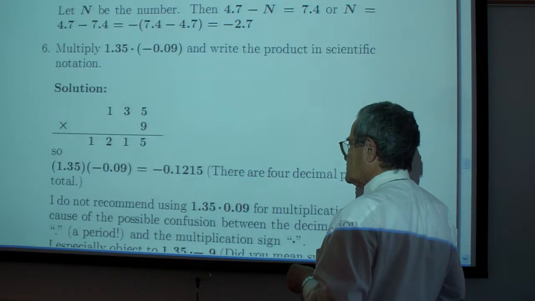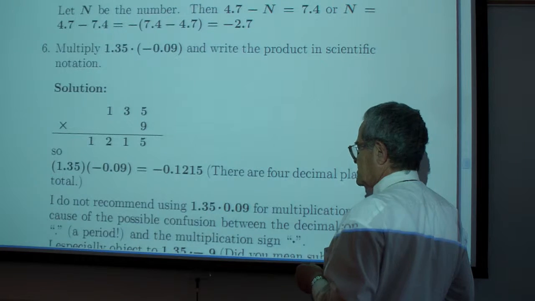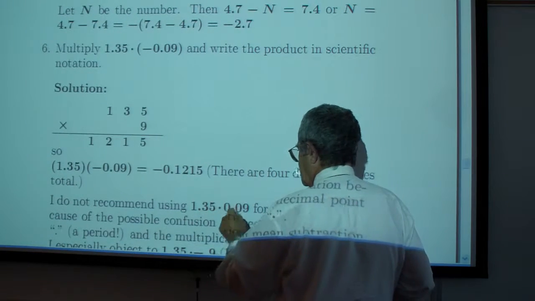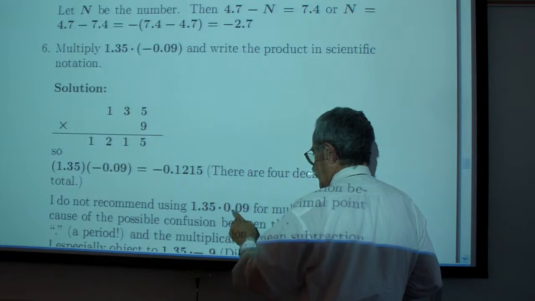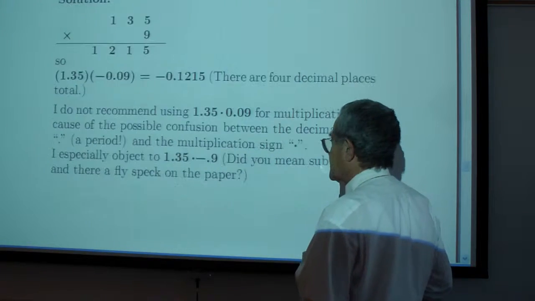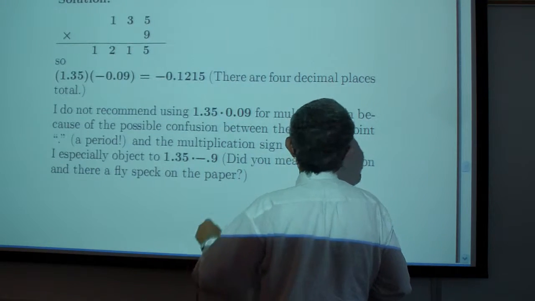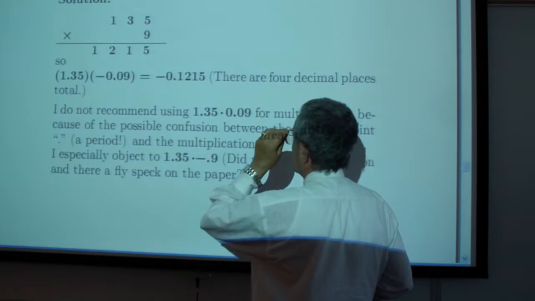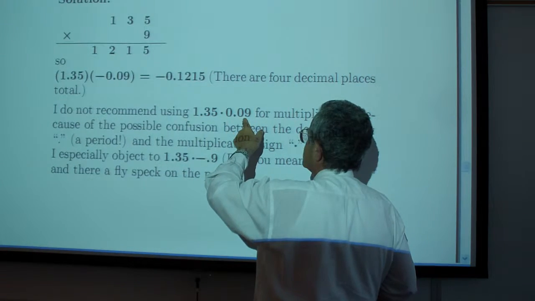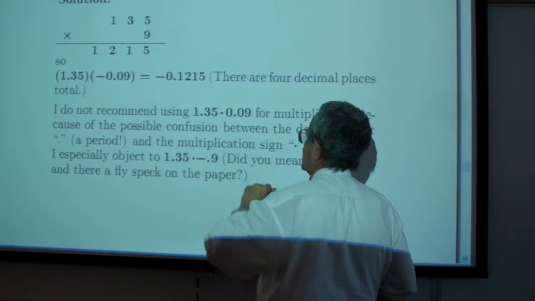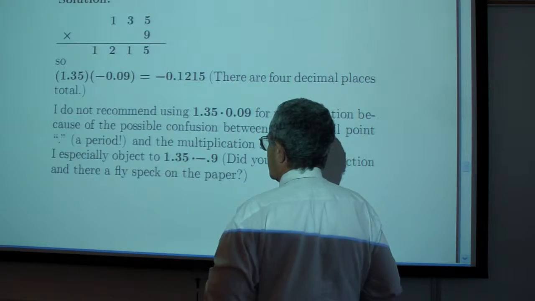I do not recommend using this notation for multiplication and decimal points. It is so easy to confuse. Is this a decimal or a multiplication? So what's a better way? How about putting parentheses around the 1.35, around the 0.09, and omit the dot? Parentheses times parentheses means multiplication.